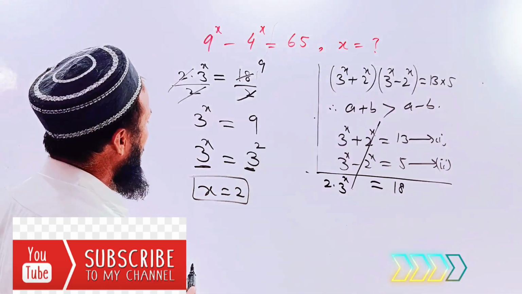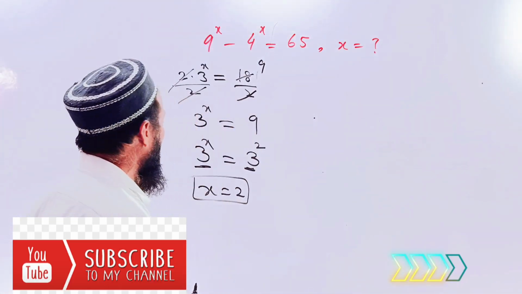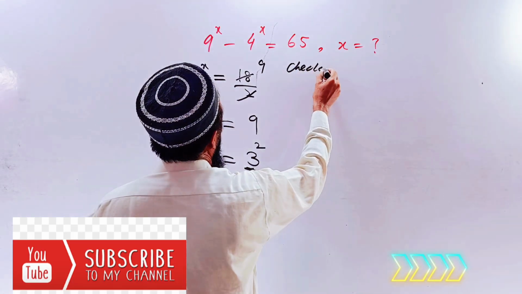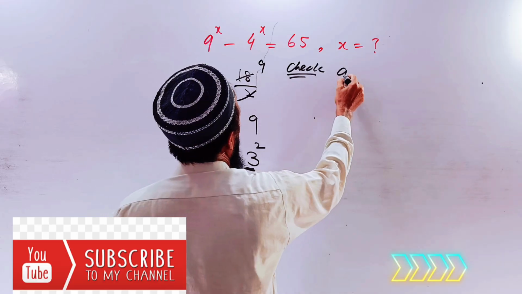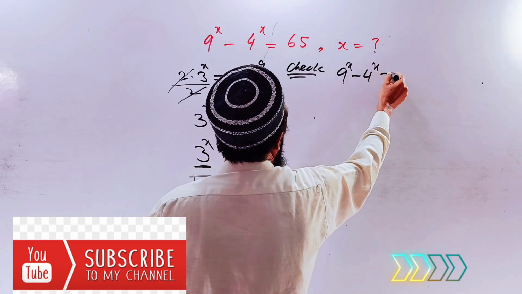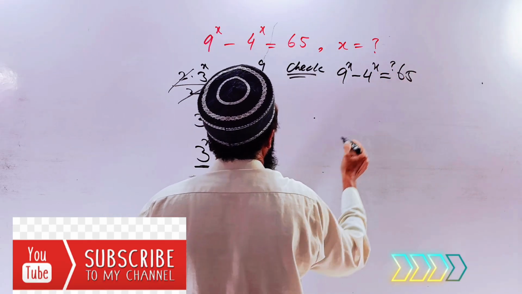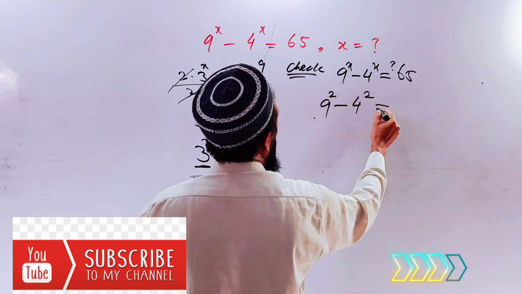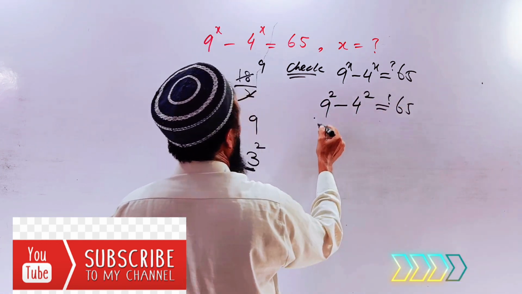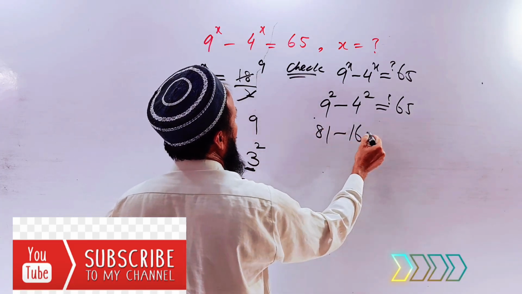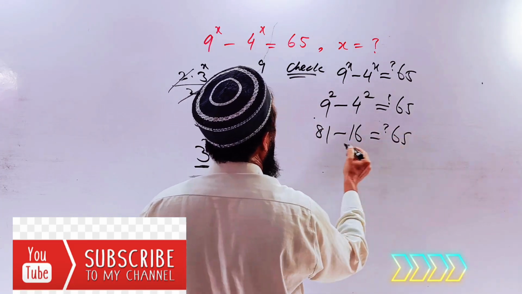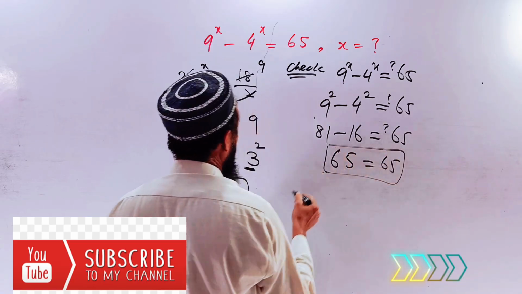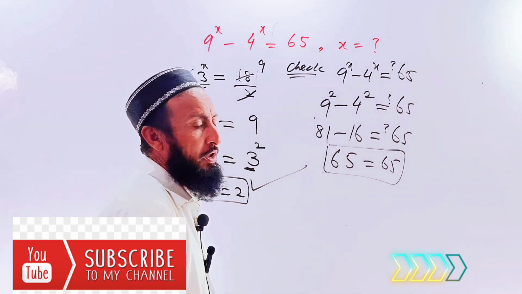Now we want to check whether our answer is correct, so we proceed to verification. In the place of 9 exponent of x minus 4 exponent of x, is it 65? We put x is equal to 2, so 9 square minus 4 square, is it 65? Now we get 81 minus 16, is it 65? So we get 65 is equal to 65. It means that our answer is correct. x is equal to 2.